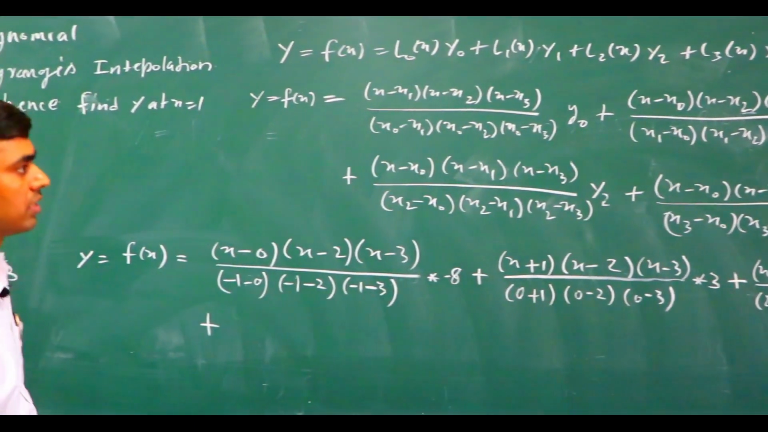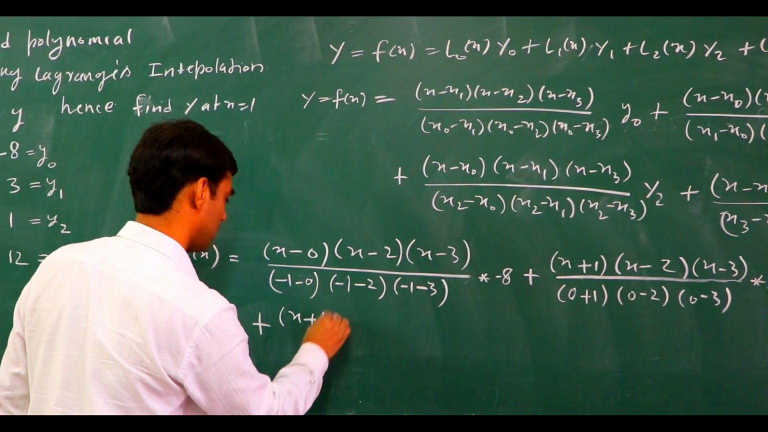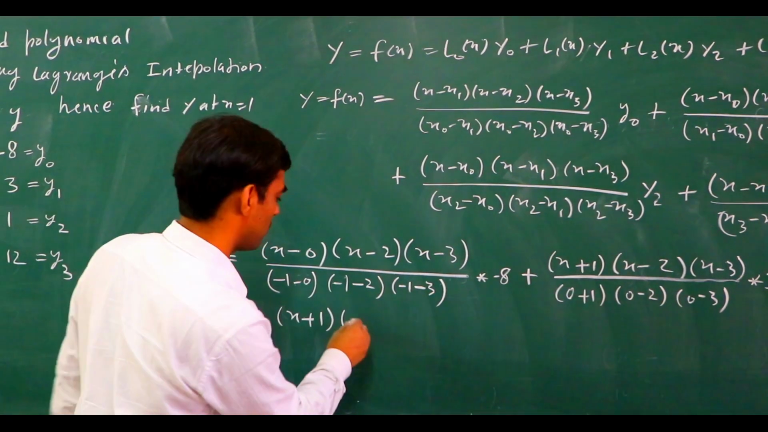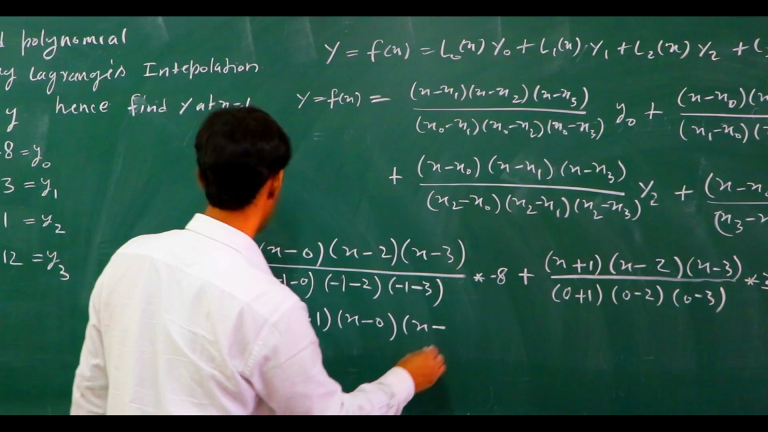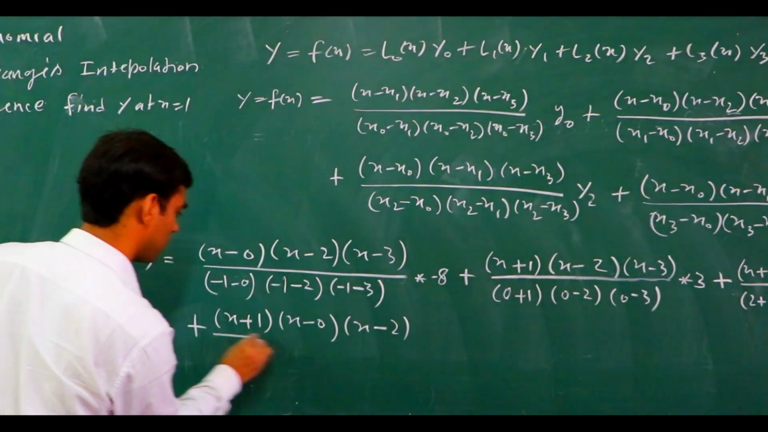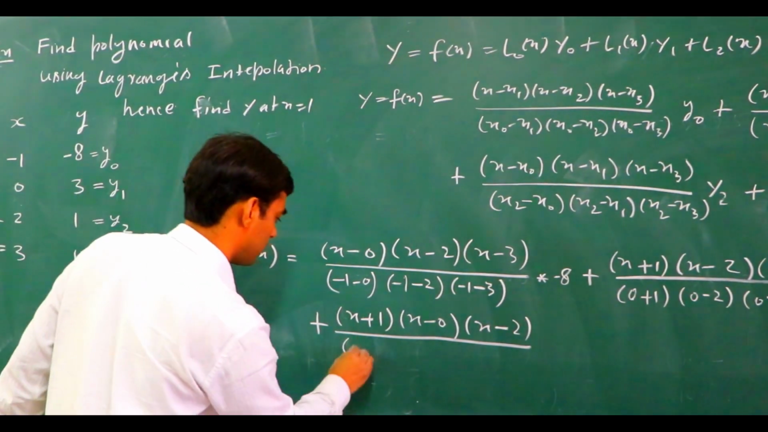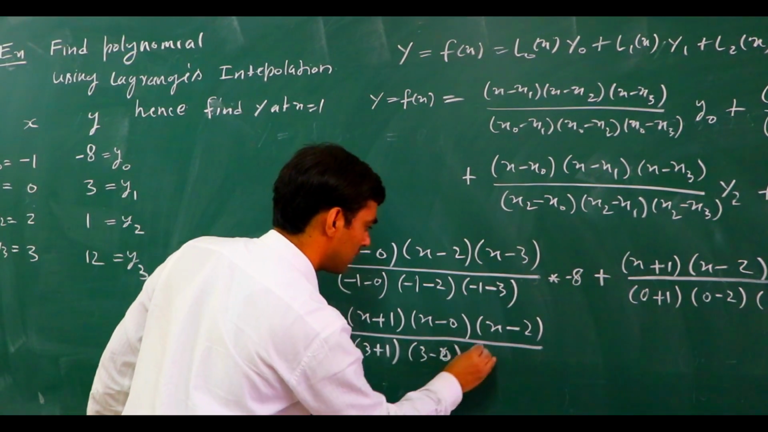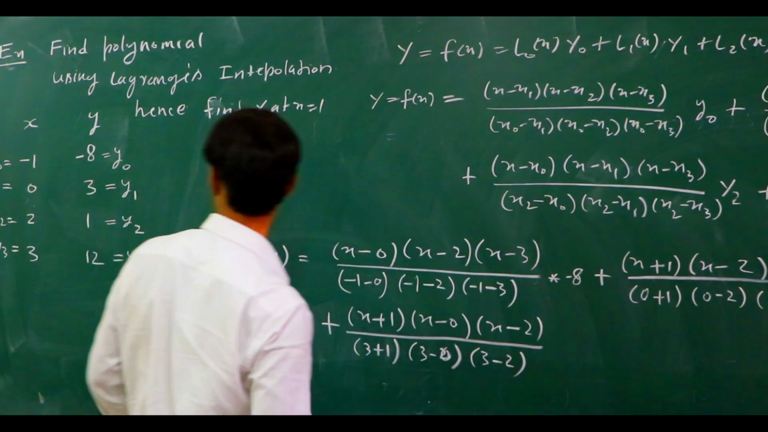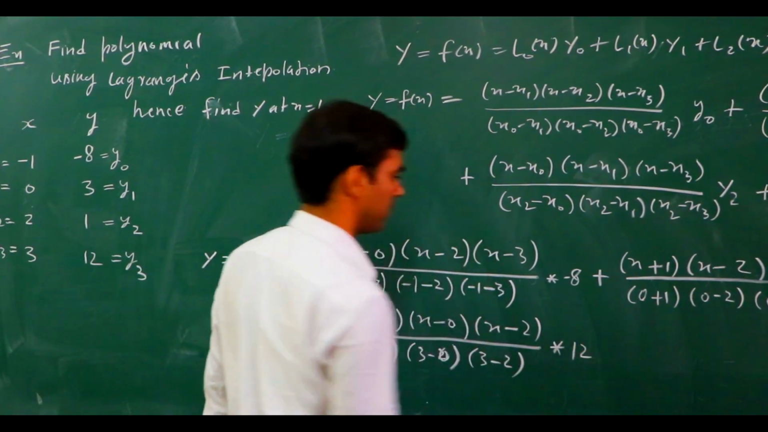And what is the last term? The last term is (x minus x0), x plus 1, (x minus x1), x minus 0, (x minus x2), x minus 2, divided by 3 plus 1, 3 minus 0 and 3 minus 2, multiplied by y3. This one is 12.